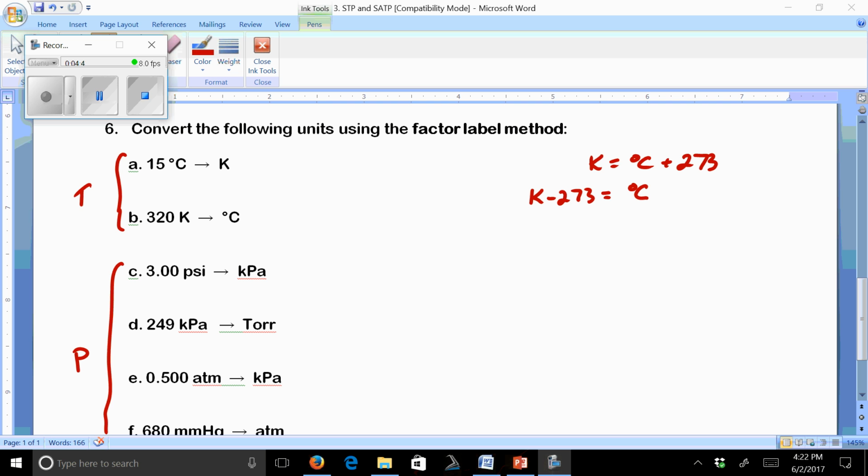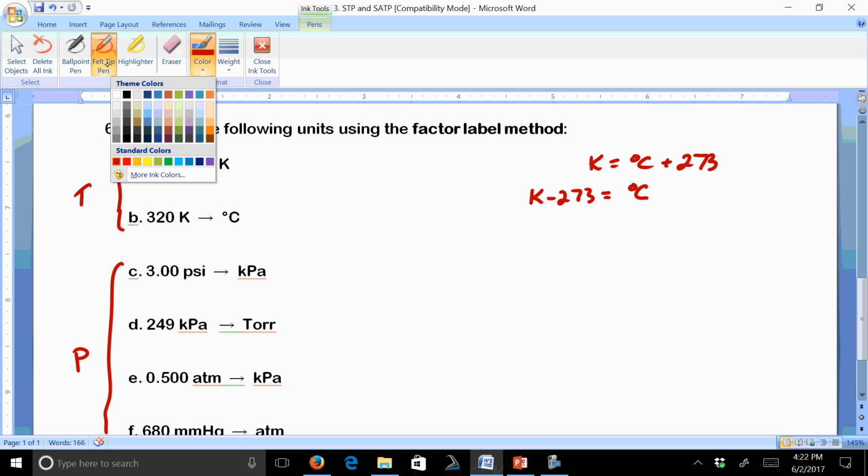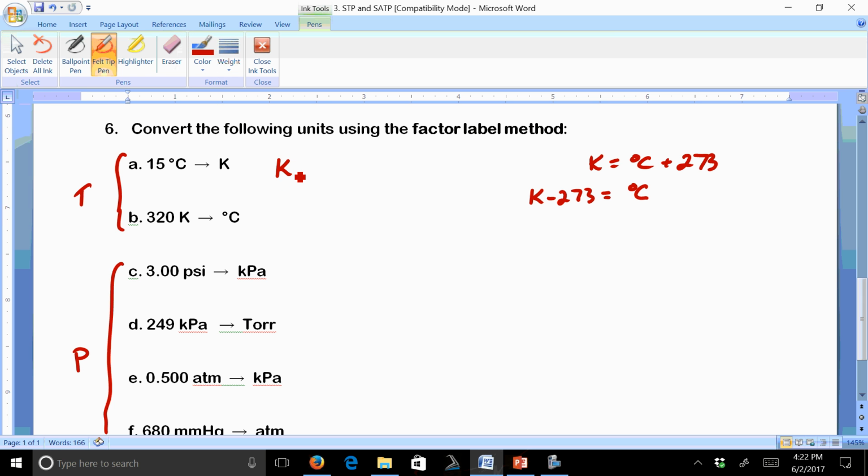Okay, let's see how you did. So for the first one here, I've got my Kelvin is what I want. So I'm going to take the degrees Celsius, 15 degrees Celsius, and I'm going to add 273. So when I do that, I'm going to end up with 288 Kelvin. So that's the equivalent here.